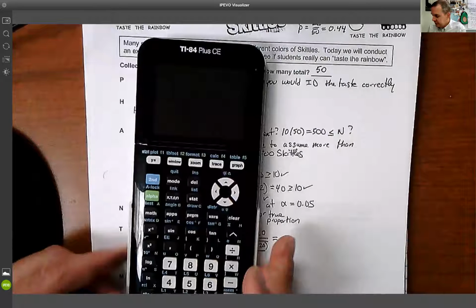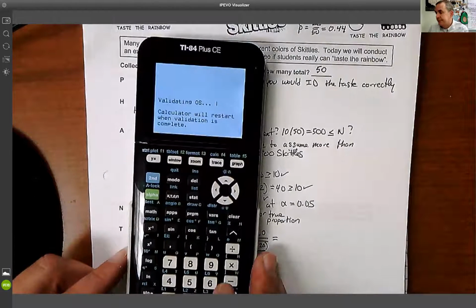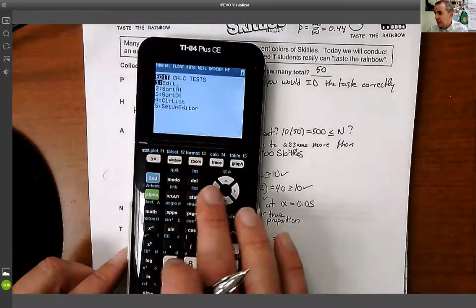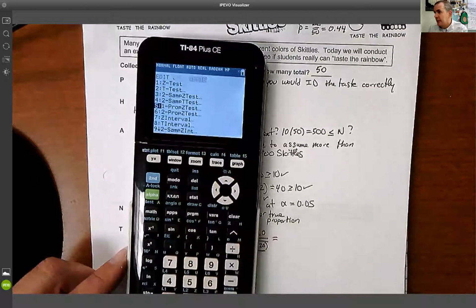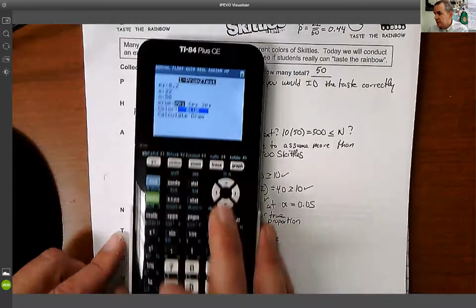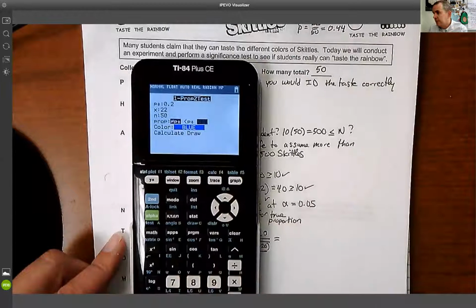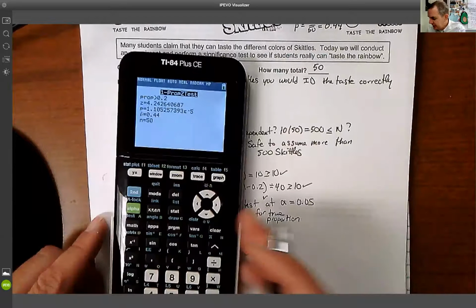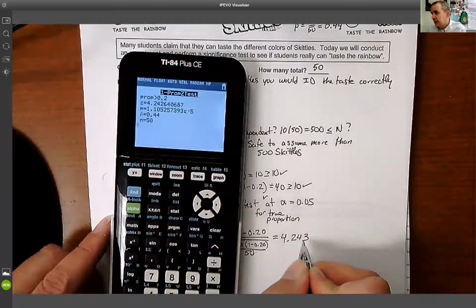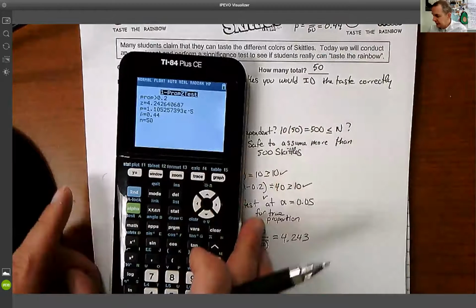So what's going to happen here is we are going to go to stat. We're going to test, and we're going to do number 5. Our p naught is 0.2. Our x was 22. Our n was 50. We look at the alternative hypothesis, which was greater than, so we take greater than. And then I go ahead and calculate. That tells me I got a Z of 4.243, and a p-value of 1.1 e to the -5.